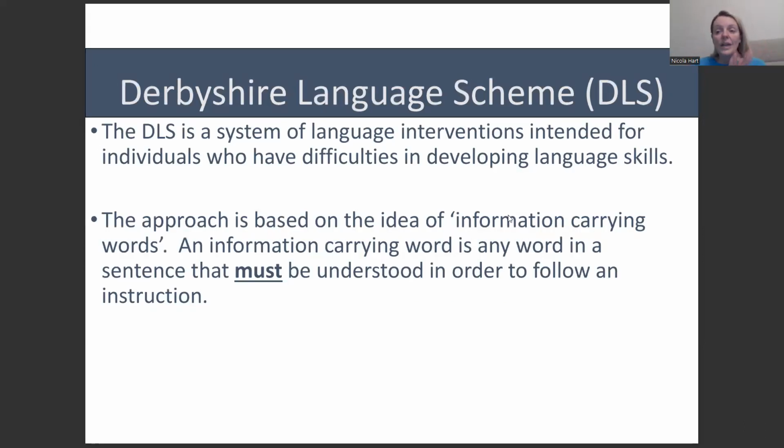So that was a really fast overview of colorful semantics. Again, that was Alison Bryan's program. And now we're moving on to the Derbyshire language scheme.